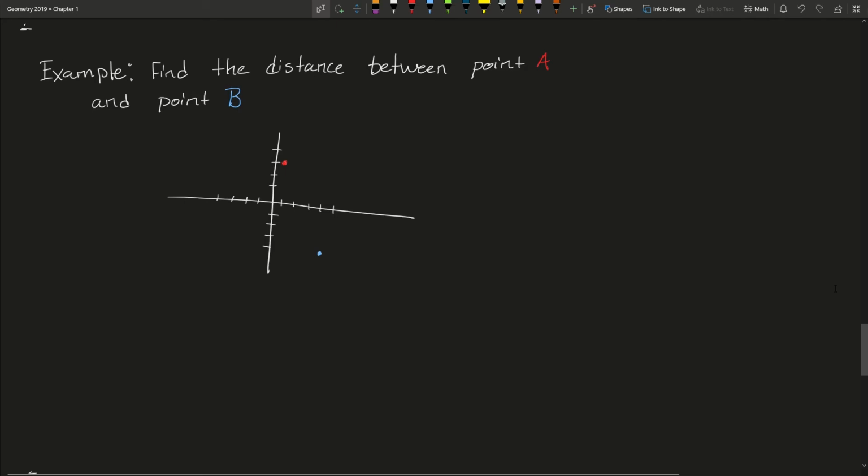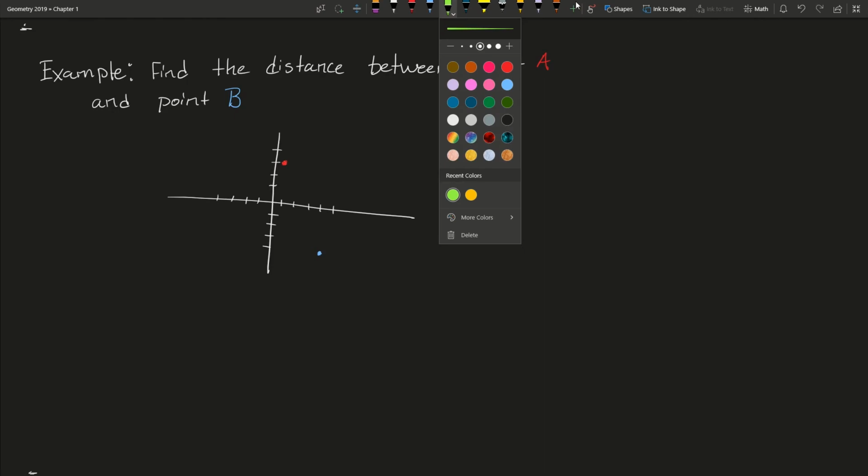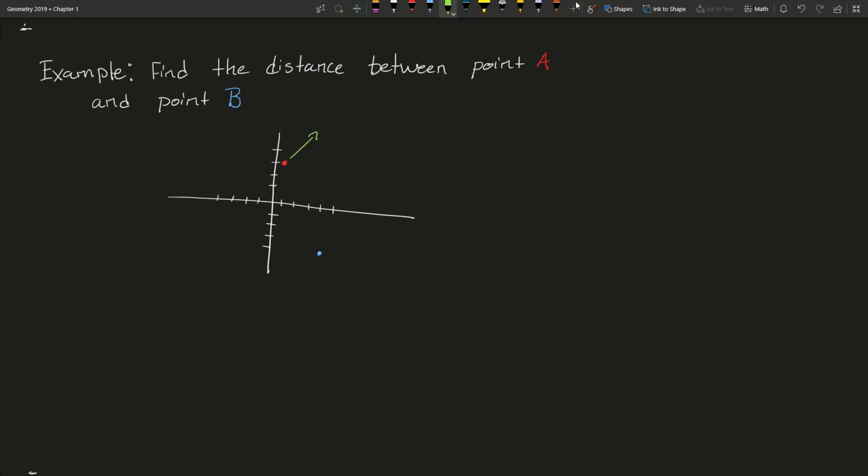So for example, if I want you to find the distance between point A and point B, first thing we need to do is to get the points correct. So point A, this red point, is (1, 3). And this point B, the blue point, is (4, -4). Once we have those figured out, we can label them (x1, y1) and (x2, y2). And then all we have to do is to plug into our formula.